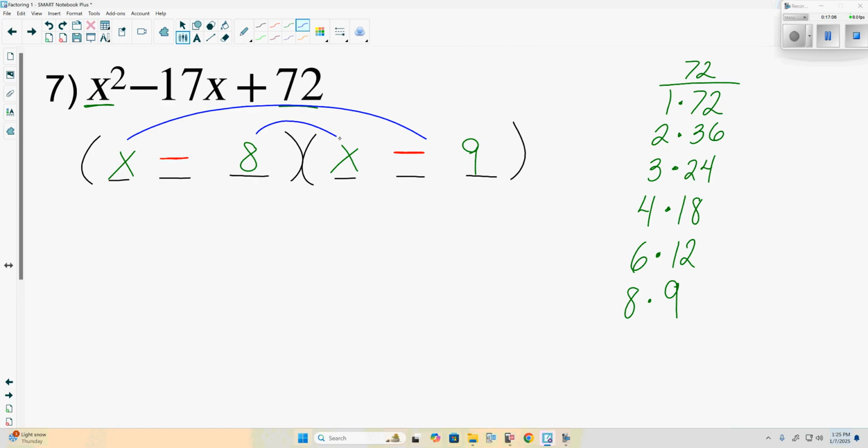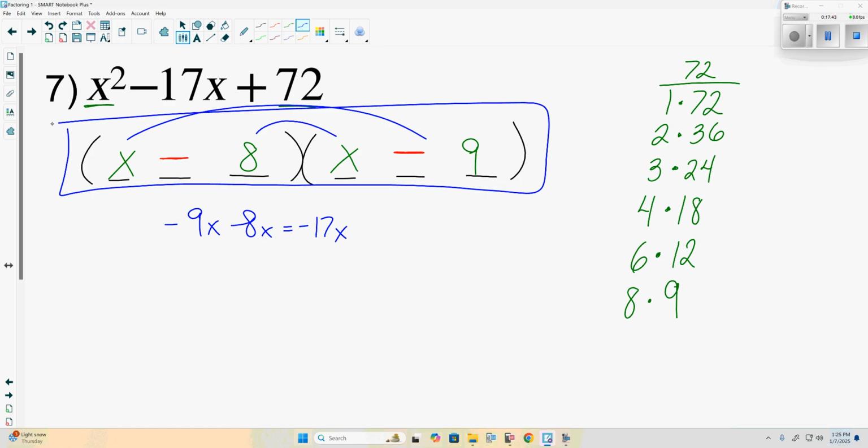Let's check this here. X times negative 9 is negative 9x. Negative 8 times x is negative 8x. Negative 9x minus 8x is negative 17x. Unfortunately, we can't type negative 9x minus 8x in the calculator, but the calculator will do negative 9 minus 8, because since they are like terms, they will combine. We combine the coefficients. That is the correct middle term. And we get this here.